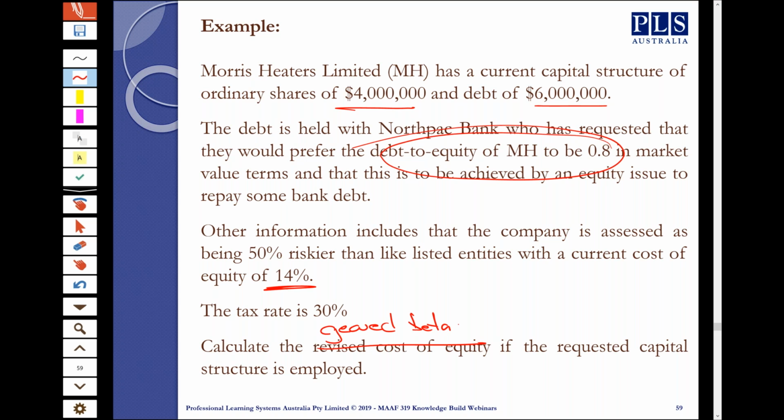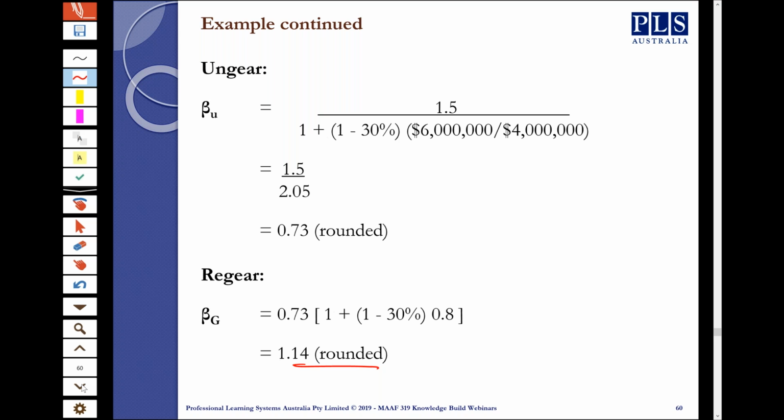So I've just mislined that last one. You were calculating the new geared beta if the requested capital structure is employed, which was what you were looking for in the first instance. But again, guys, I'm just trying to get you to think through the different points represented once you come across into your coverage of unit 12.